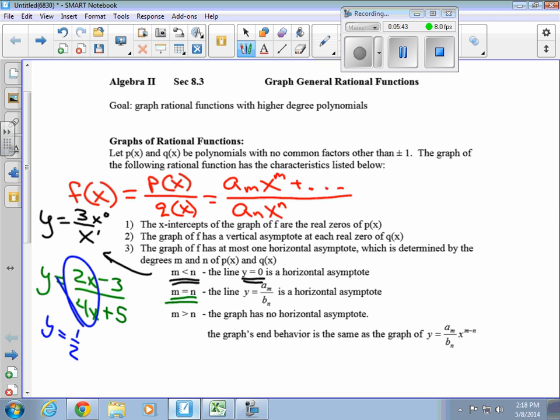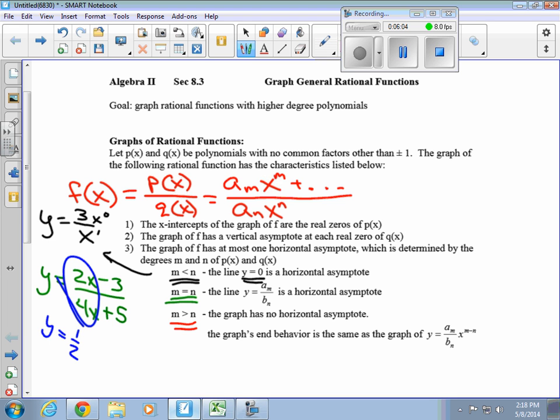That's it. And then the third one says, what if the degree in the numerator is bigger than the degree in the denominator? Well, what does that tell us? There won't be any horizontal asymptotes. There just won't be any in this situation.